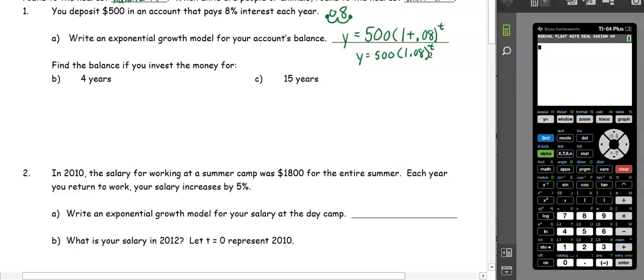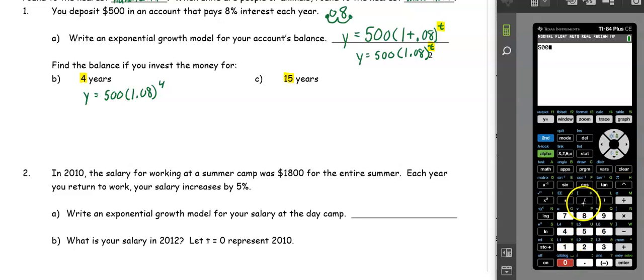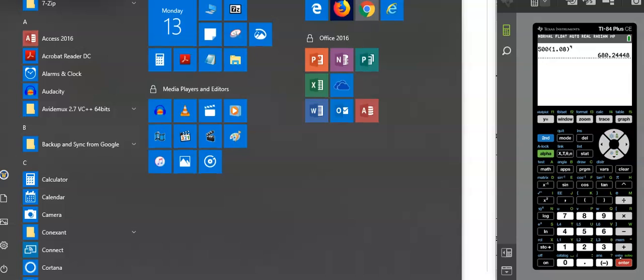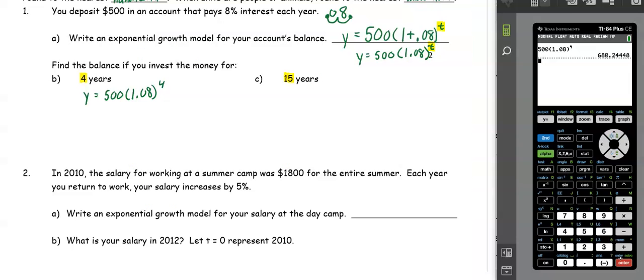So now we want to find the balance of the money if we invest for a certain number of years. We're going to take our number of years and substitute into either equation for t. I'm going to use the one where the percent has been added. So we have y equals 500 times 1.08 to the power of 4. In our calculator, we're going to type 500 parenthesis 1.08 close parenthesis. We're going to use the caret, which is above the division sign, and our exponent, 4. So this would get us 680 point, and then we have to round. If I'm rounding to the hundredth, the next number is a 4, so I stay the same.